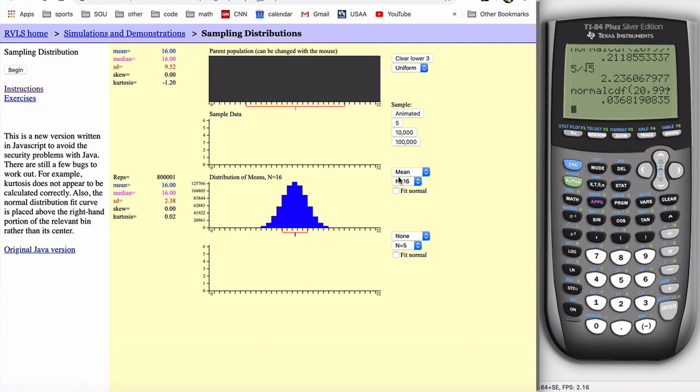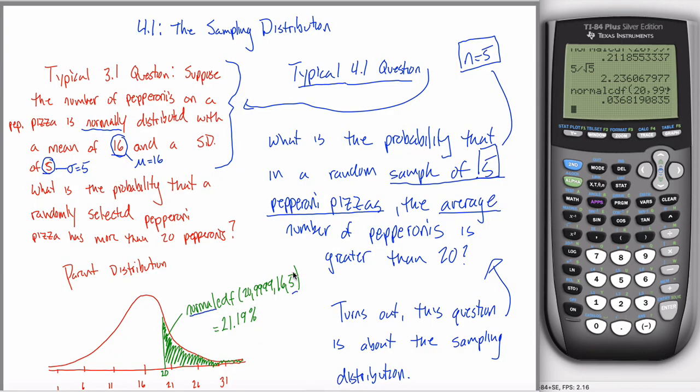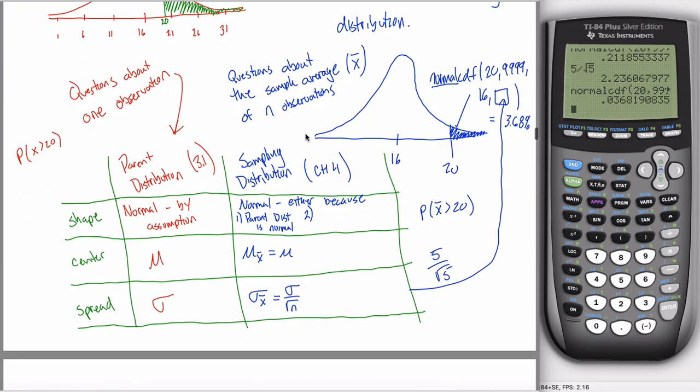As long as n is large enough, doesn't matter what shape my parent distribution has, my sampling distribution will be approximately normal. You're like, I don't like that. I don't like you saying as long as n is large enough, because that's confusing. What's large enough? Is 15 large enough? Is 10 large enough? I don't know. Okay, so in reality, it's just if n is large enough.